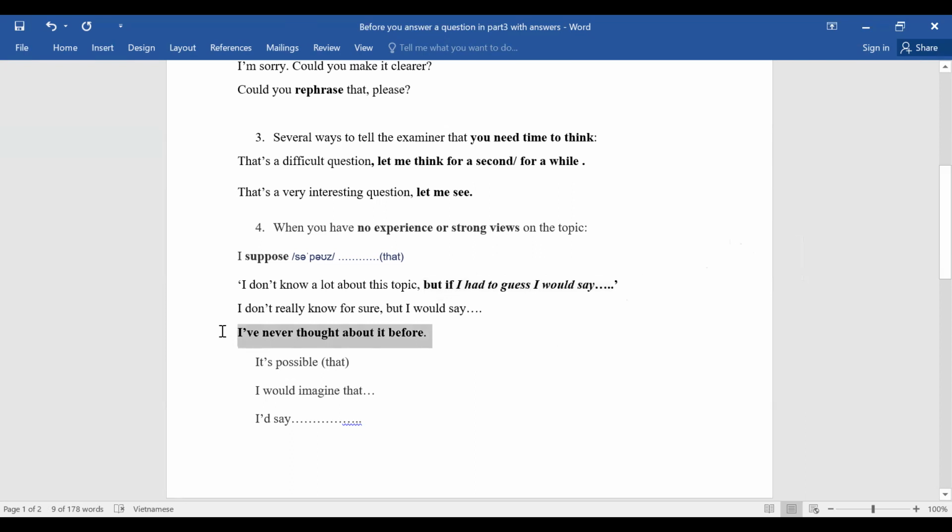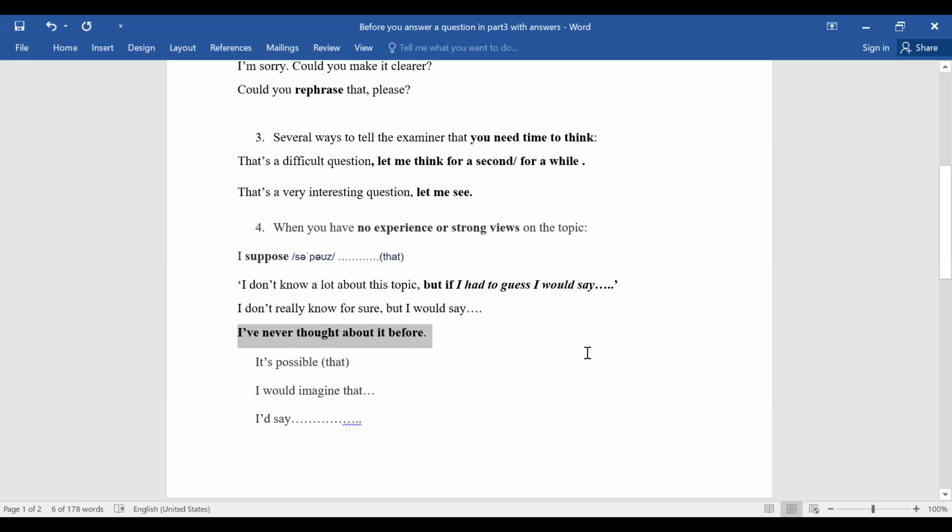And let's look at this one. What kind of verb tense is this? The present simple? No, it's not. I've never thought about something. It's not present simple. It's present... I've never thought about it before. It's not present simple. It's present perfect. Exactly. Now, not many candidates can use the present perfect when they speak.